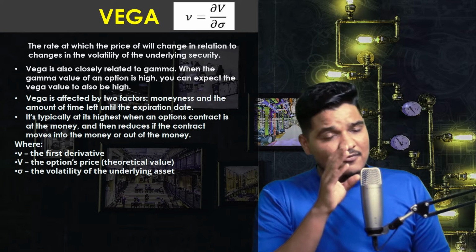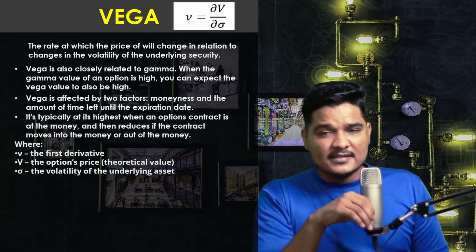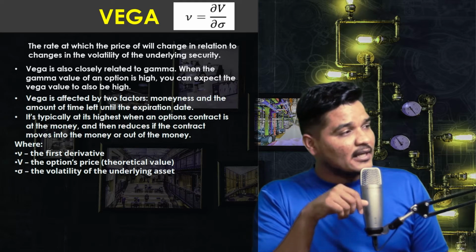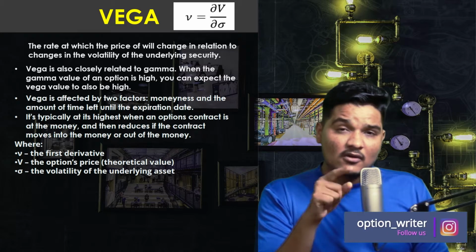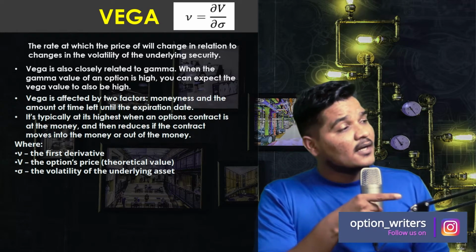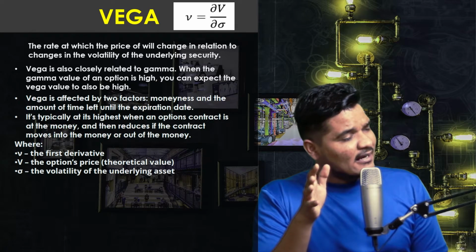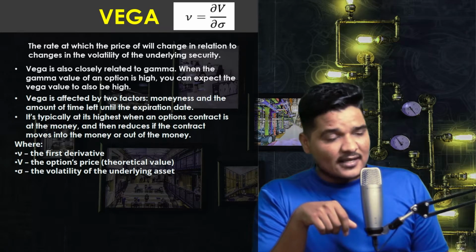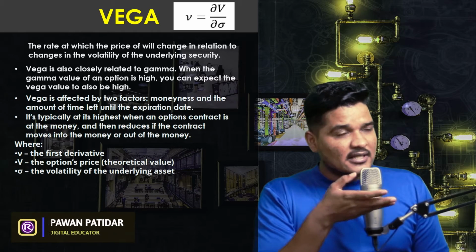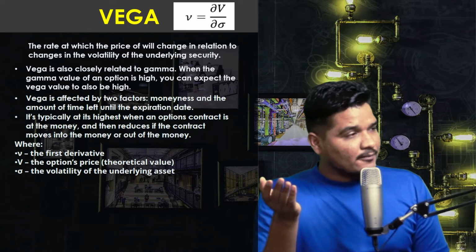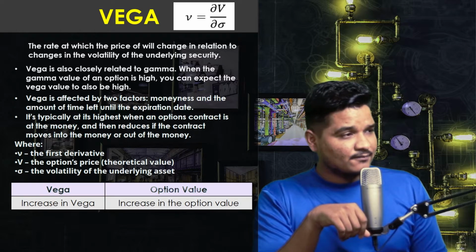The formula I have mentioned: there, the small v represents the first derivative, and capital V represents the option price. So option price means call premium or put premium, and this sign, which looks something like gamma, represents the volatility of the underlying asset. Well, it is just the representation, so you can represent it whatever way you want. Okay, now let's see how Vega increases.